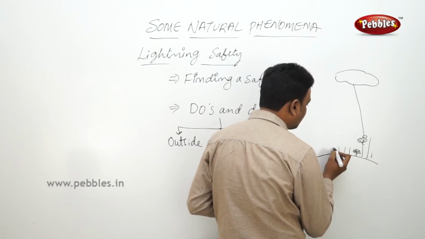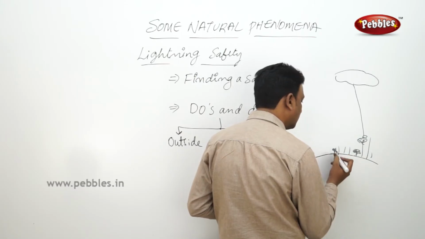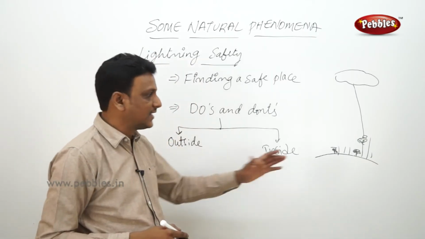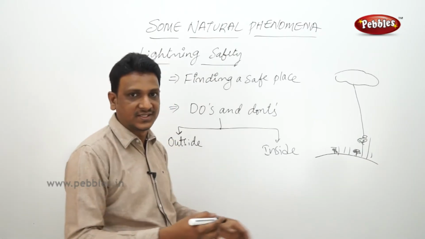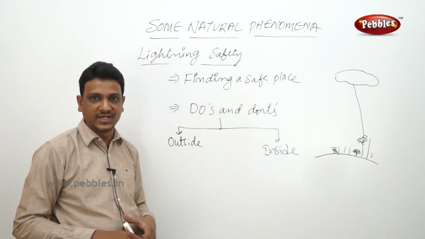If you are sitting in this position, keeping your legs folded, putting your head like this, you will be the shortest object compared to other objects. So there are fewer chances for the electric discharge to strike you. It will strike something else. That is what to be done when we are outside.